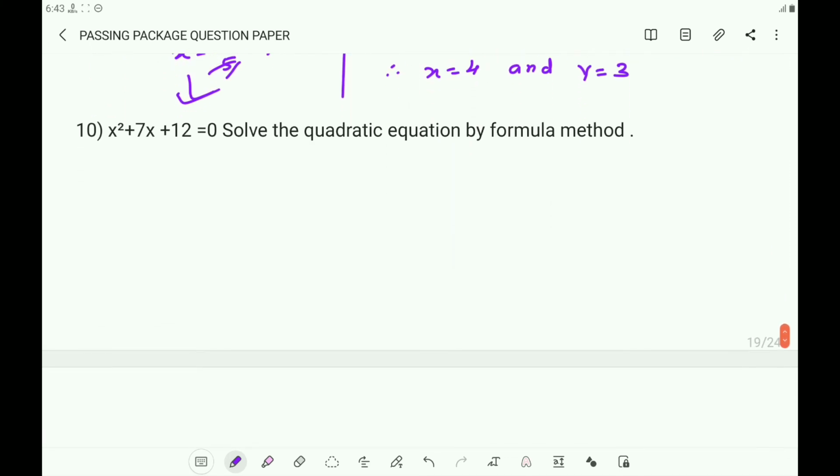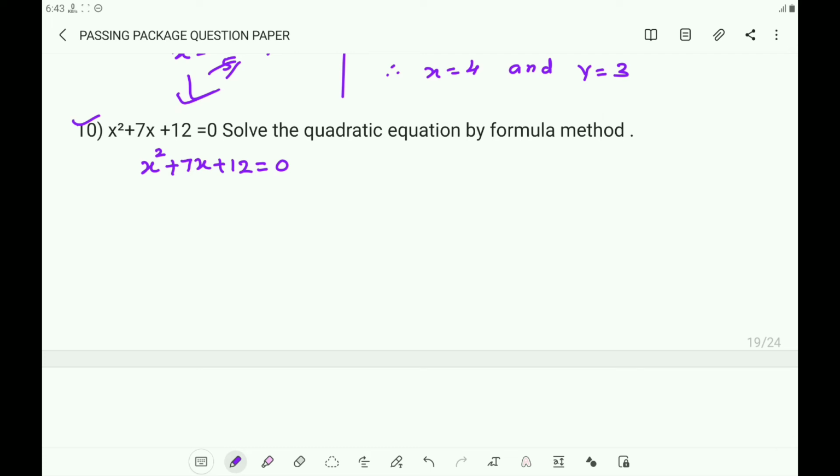Then next, let us take question number 10. x square plus 7x plus 12 equals 0. Solve the quadratic equation by formula method. Here you note down the given quadratic equation: x square plus 7x plus 12 equals 0.